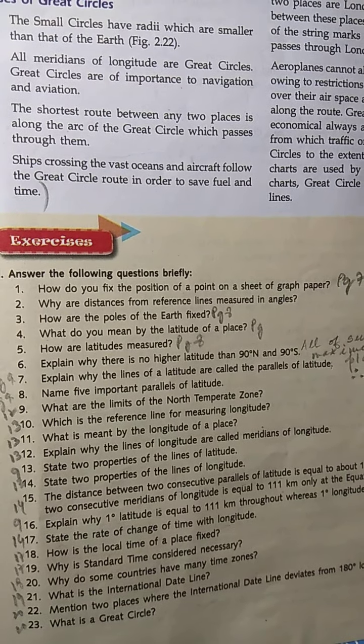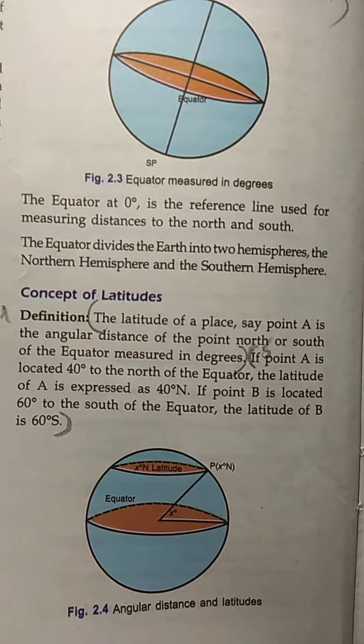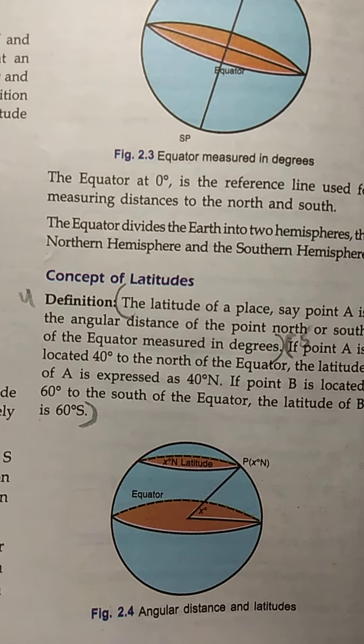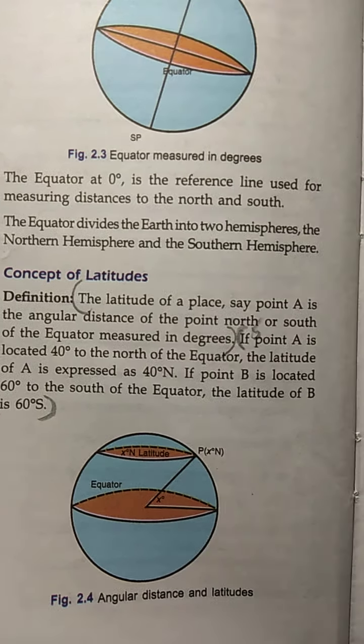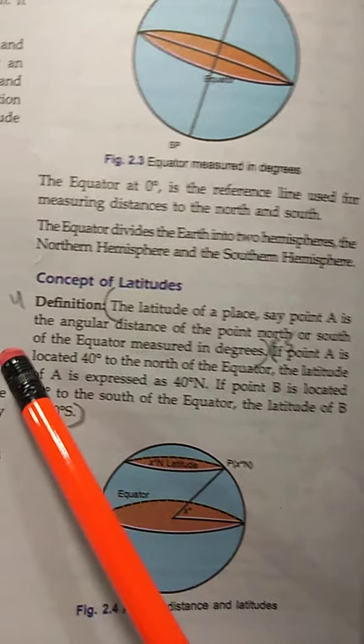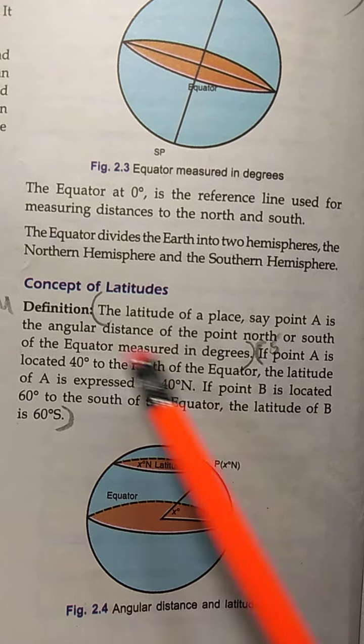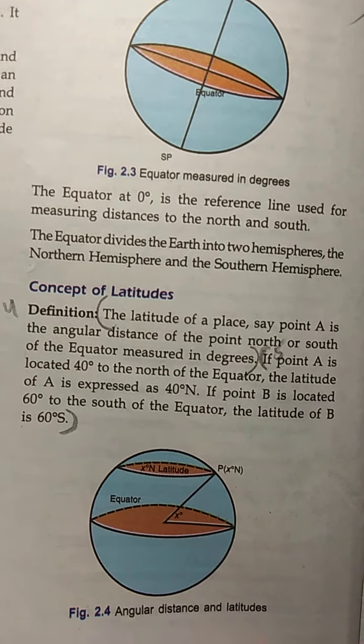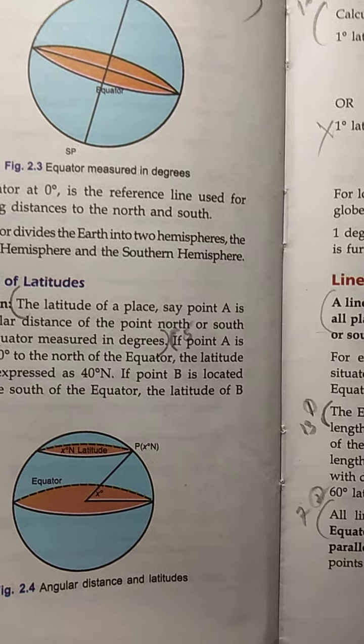The next question is question number 4. What do you mean by the latitude of a place? Now that is given on page number 8, and it is under the concept of latitudes. The latitude of a place, say point A, is the angular distance of a point north and south of the equator measured in degrees. That is the answer.